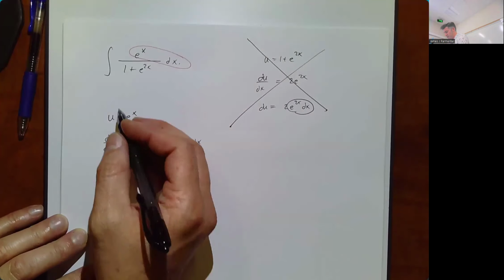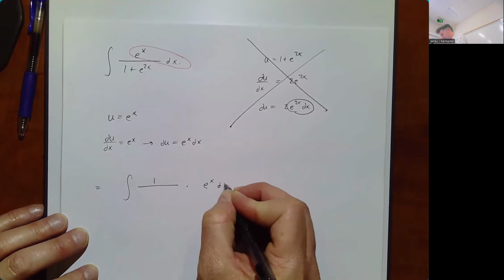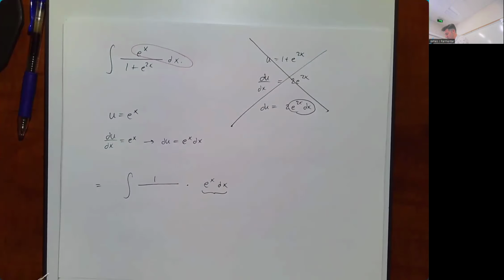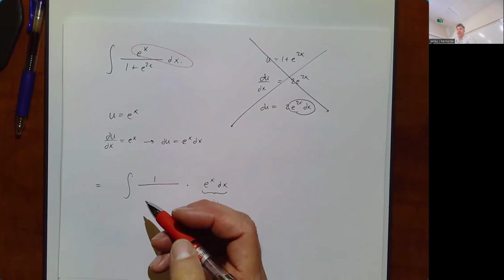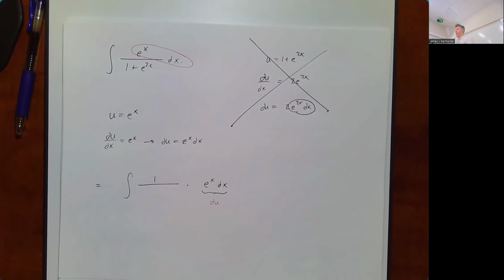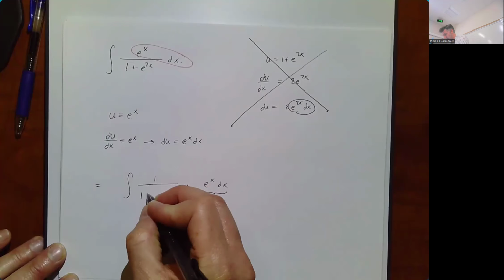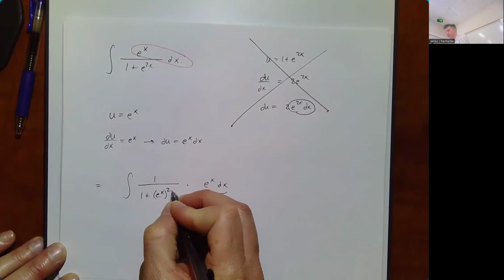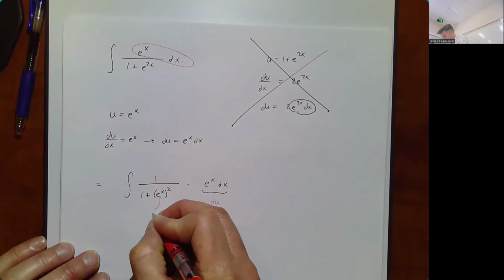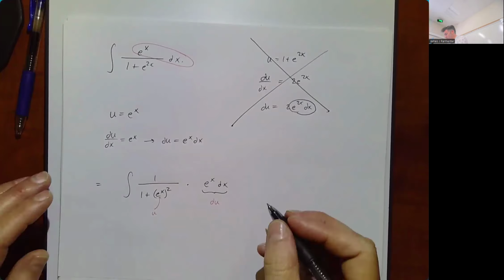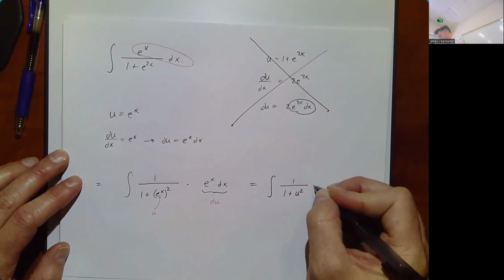So I'm going to start writing this. This is going to equal the integral of 1 over, I'm going to save that for a second. I'm going to have my e to the x dx over here, which is just going to be equal to my du. And then I want to write the denominator in a way that allows me to see what u is. We're trying to find what u is equal to. So I'm going to rewrite e to the 2x as e to the x squared, and my e to the x is my u. And then when we rewrite this in terms of u, look what we've got: 1 over 1 plus u squared times du.